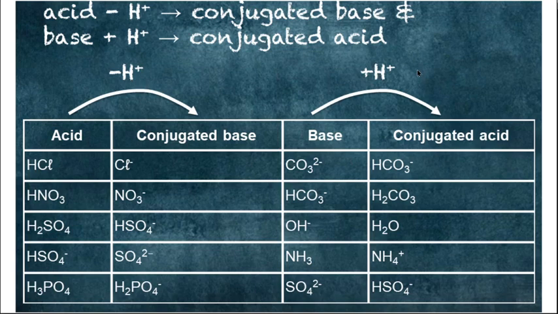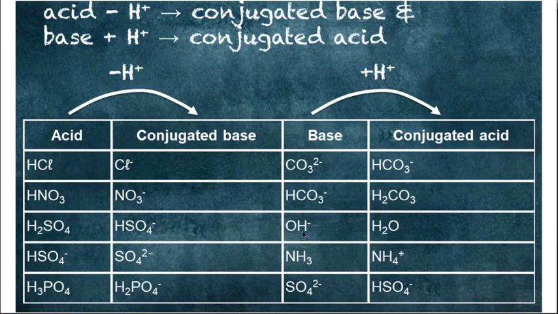Give the carbonate ion a proton and it becomes this bicarbonate ion, HCO3 minus. If you take the bicarbonate ion and you give it another proton, it becomes carbonic acid. So the base is the bicarbonate ion, the conjugate acid is the carbonic acid.